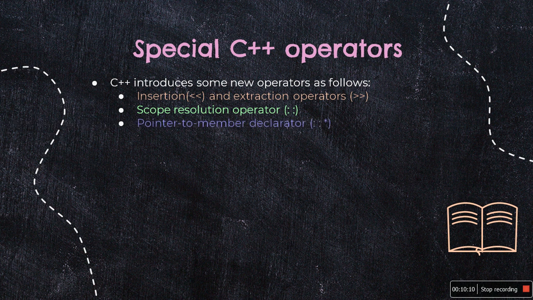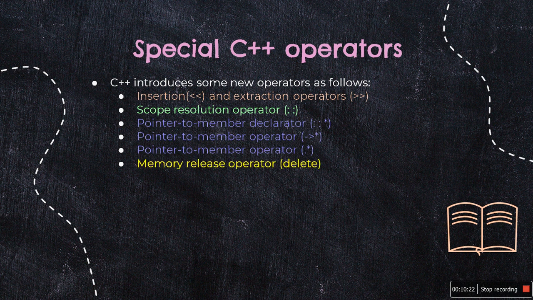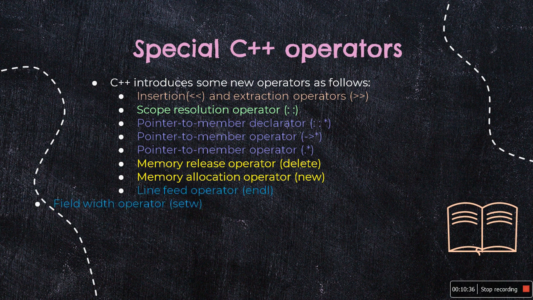Then pointer to member declarator, pointer to member operator, again a pointer to member operator. We'll see later what these are. Then this is memory release operator, that is the delete operator, and memory allocation operator, that is the new operator. These are memory management operators actually. Then you have line feed operator and field width operator, setw.